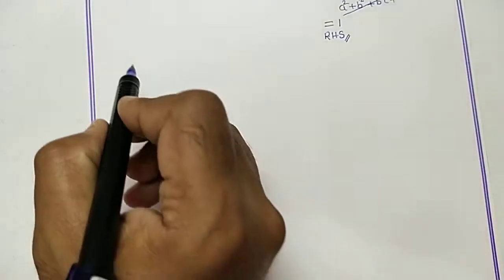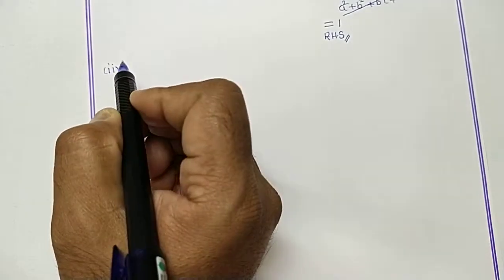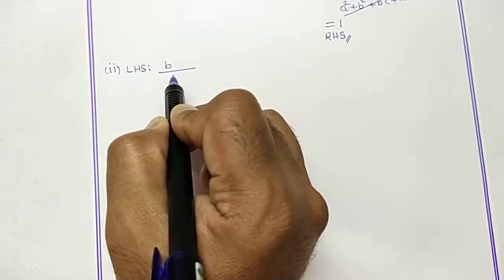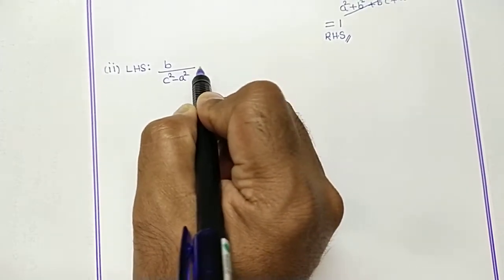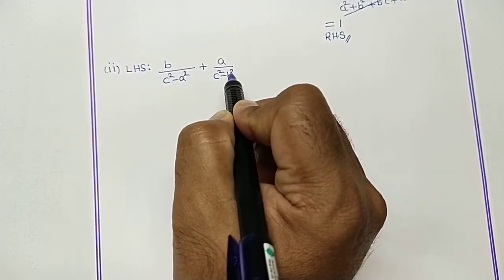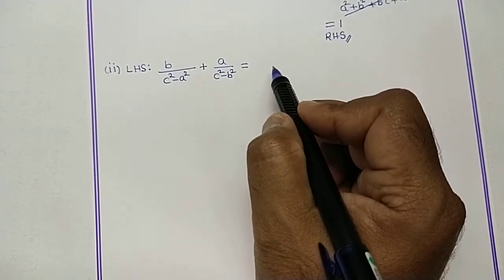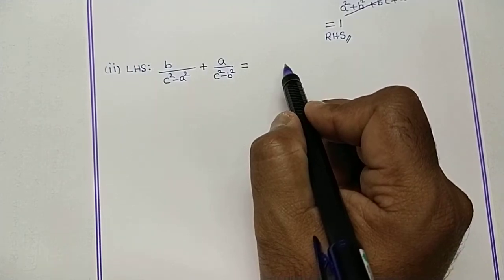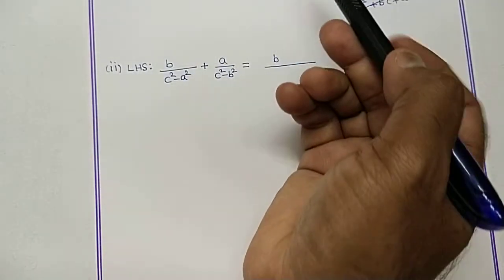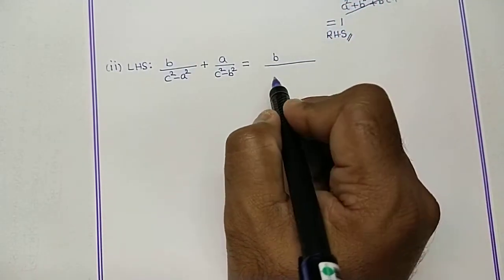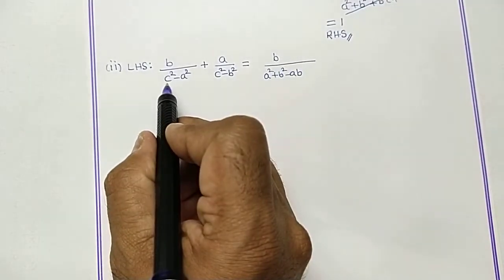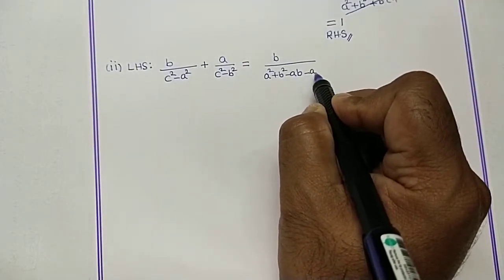Let us consider the second question, Roman numeral 2, LHS. In the second question, b by c square minus a square plus a by c square minus b square equal to. Now take the LCM here. Before doing that, b divided by, in place of c square, you have to write this star mark, a square plus b square minus ab. So a square plus b square minus ab, in place of c square we substituted, minus a square, first term completed.